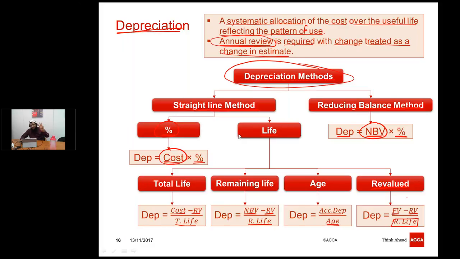Three things again. Three things that we have to annually review: the life, the residual value, and the depreciation method. You have to review the life annually, you have to review the residual value annually, and you have to review the depreciation method annually. All these three things should be reviewed annually, with any change accounted for prospectively.